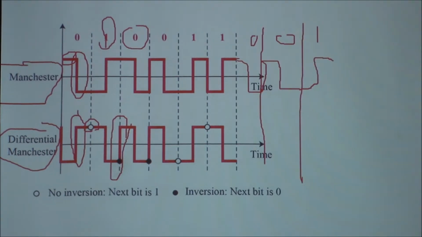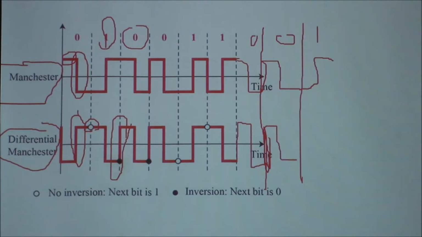And here, for differential Manchester, if we have a 0, we have to do a transition at the beginning of the bit interval. As you can see here, we have 0, we did a transition at the beginning of the bit interval. We have 0 again, we have a transition at the beginning of the bit interval. We have 1, we don't do a transition. We have 1, we don't do a transition. So here we have 0, we have to do a transition. We have 0 again, we have to do a transition at the beginning, and then we go. We have 1, we don't do a transition.